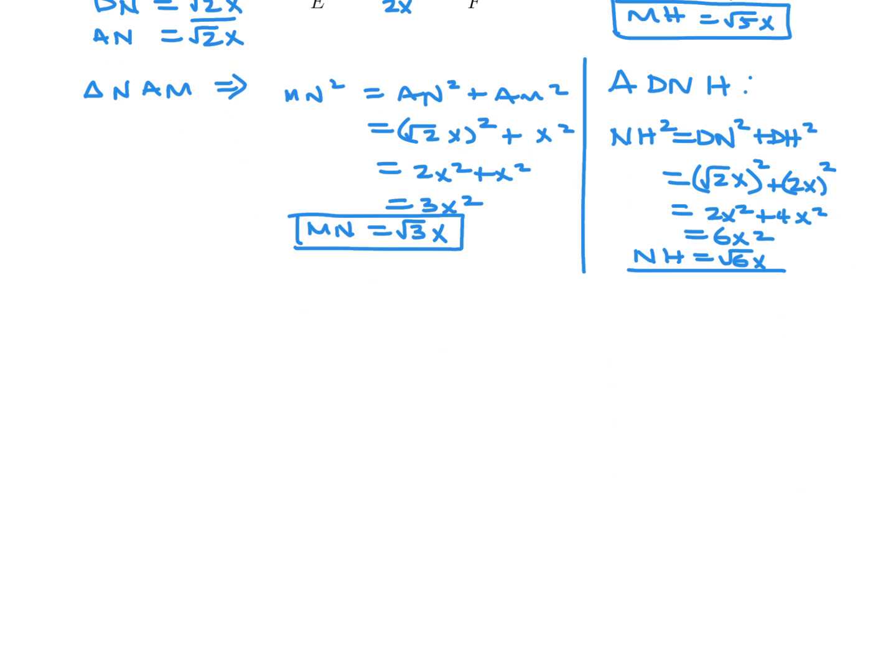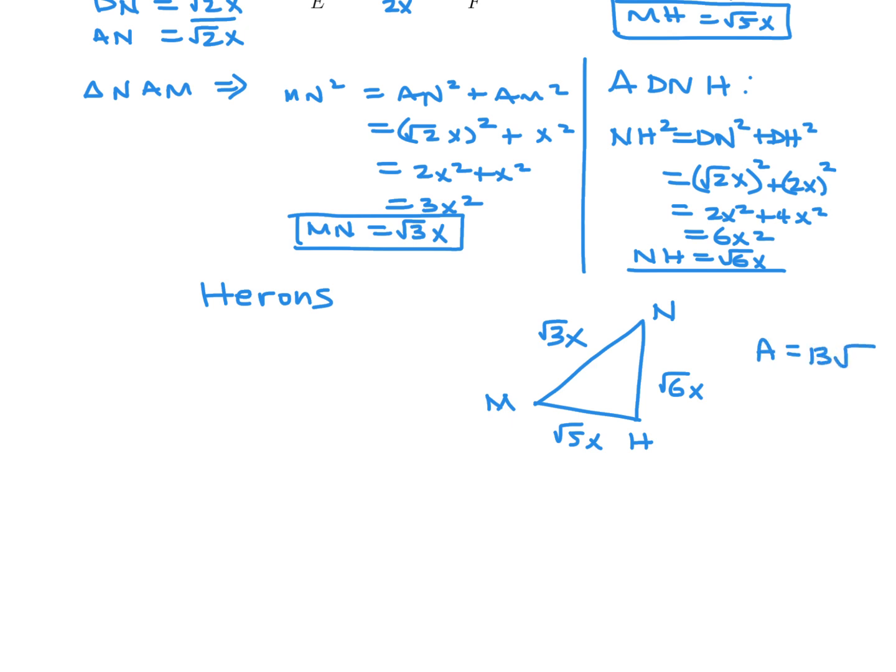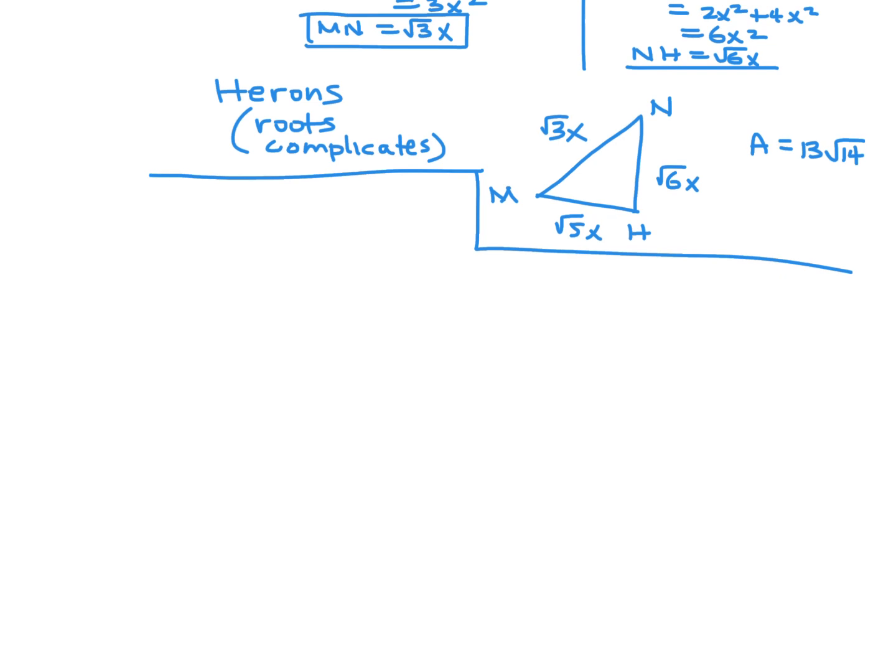And I initially thought about Heron's. We've got a triangle MNH, and MH is root 5x, NH is root 6x, and MN is root 3x. And we know that the area is 13 root 14. But unfortunately, Heron's becomes complicated because you have roots. Roots complicate things. If there were just numbers, we could do it very quickly. So Heron's wasn't really a good option. So then I guess we have to use trigonometry. You're going to have to use trigonometry.